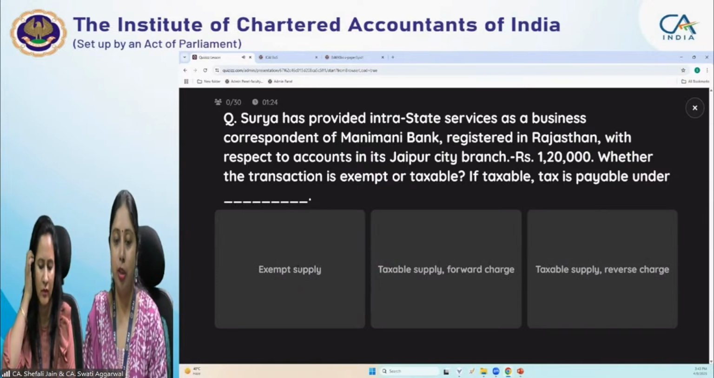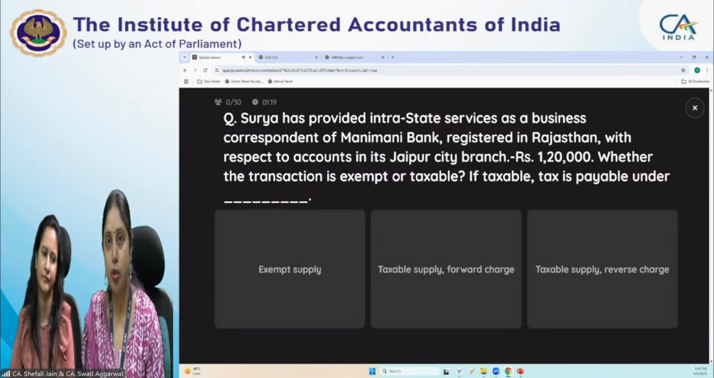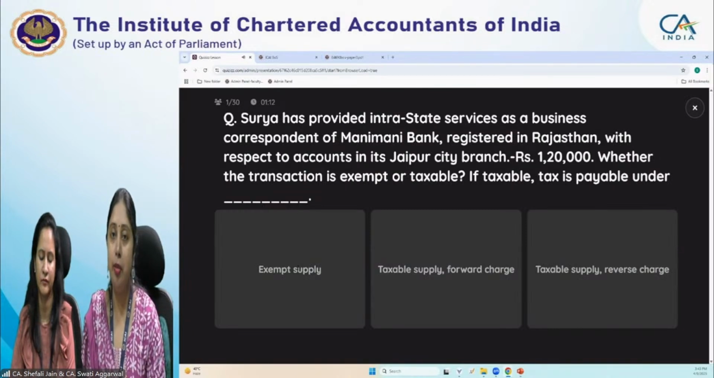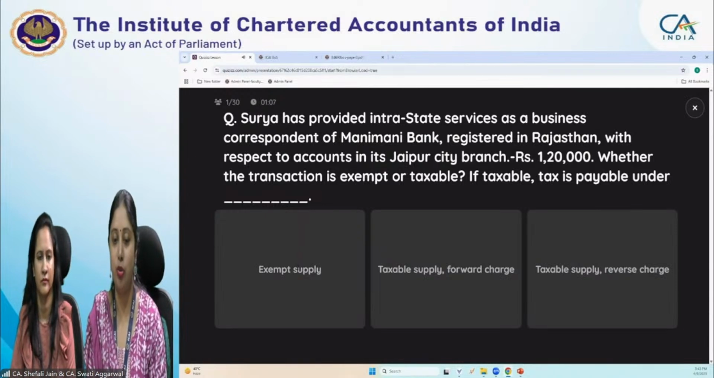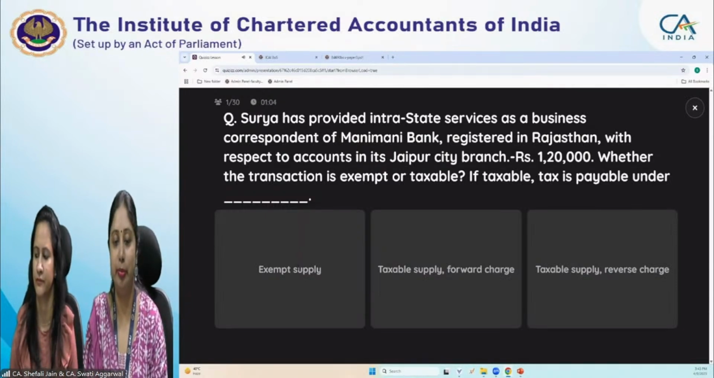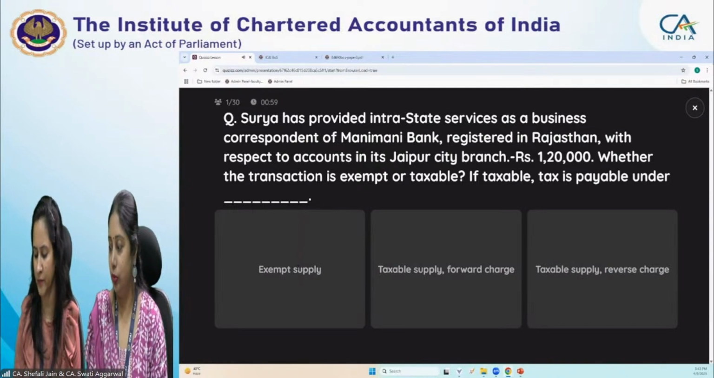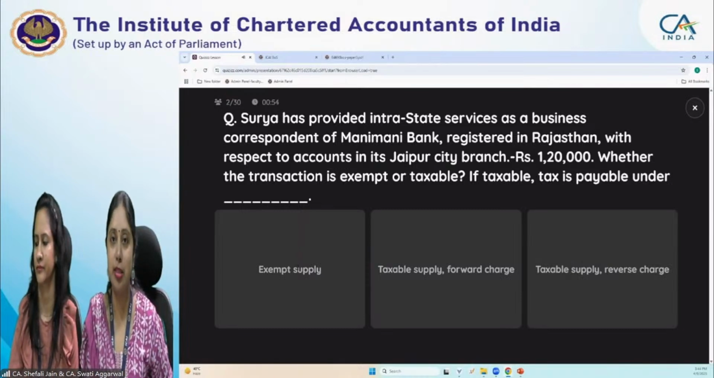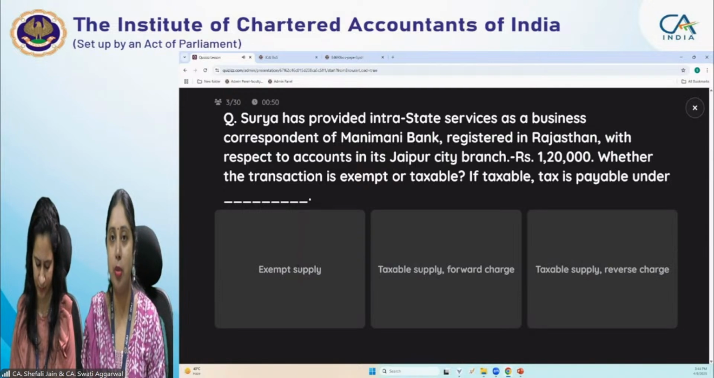Full 1 minute, in fact, more than 1 minute is there for you. Services provided by a business correspondent to a bank with respect to its Jaipur city branch accounts, and the tax will be paid by whom in case it is taxable. In case it is an exempt supply, then you have to mark the correct answer. Hurry up, we have in total four more entries left. We want all of them to be discussed in the class so that you can at least complete this question. And if such a question comes in the exam, you are prepared for that.